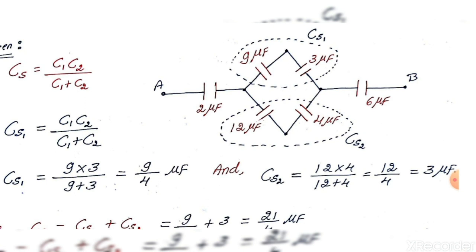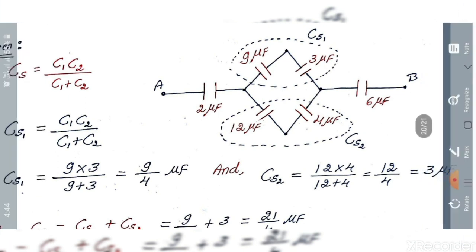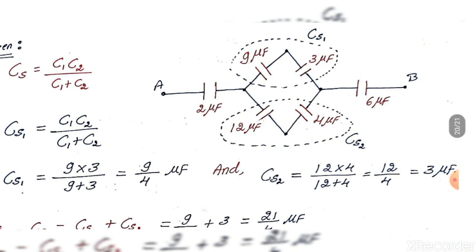What you get the value, those two will come in parallel. That means the CS1, the dotted line CS1, and the lower dotted line, that is CS2. These two will come in parallel. Then you have to solve in a parallel combination formula those two results. After that again you should count the 2 microfarad and 6 microfarad and the CS1 and CS2 result as in series. Totally series you should count.